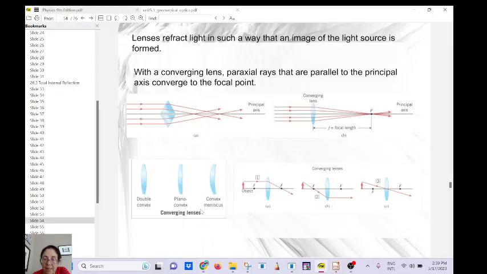let's see what my slide says. If you have a converging lens, a ray that comes parallel, from very, very far away, will be refracted and go through the focal point on the other side. A ray that goes through the focal point on this side will come out parallel to the axis. This is called the optic axis. And a ray that goes through the center will not be refracted. It will keep going in a straight line.